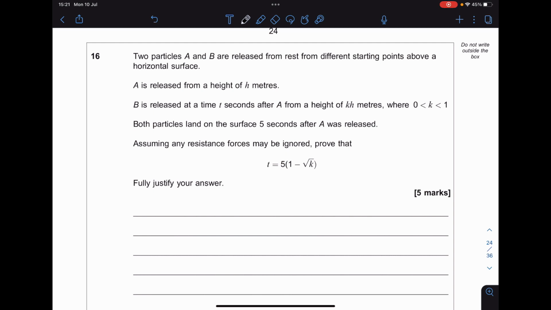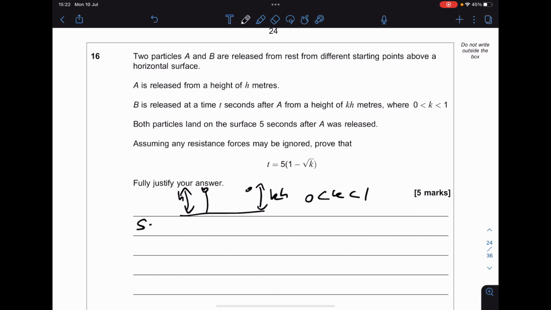We've got 2 particles released from rest. It's probably worth drawing a quick diagram here, just to see what's going on. We've got a particle dropped over some height, and we've got a particle also dropping with some kh, where k has to be between 0 and 1.